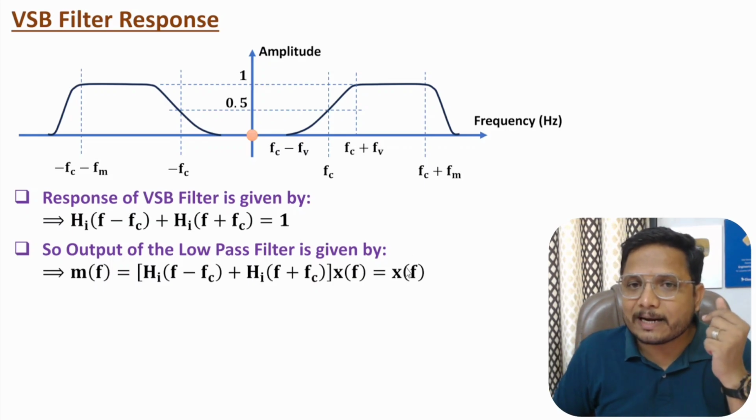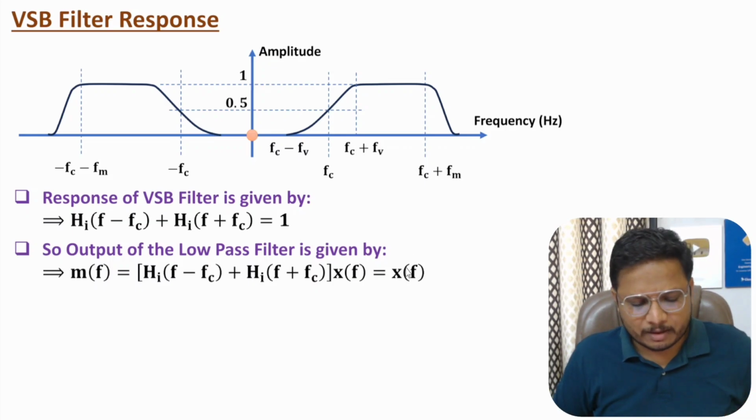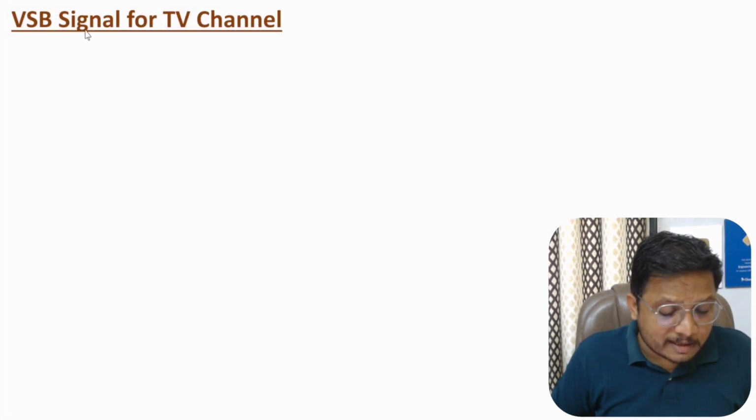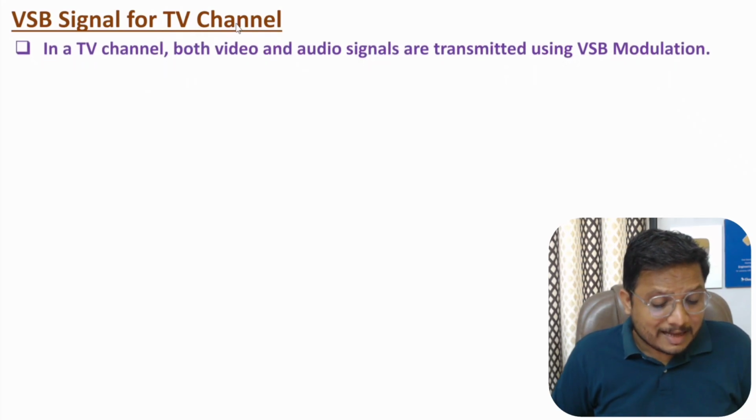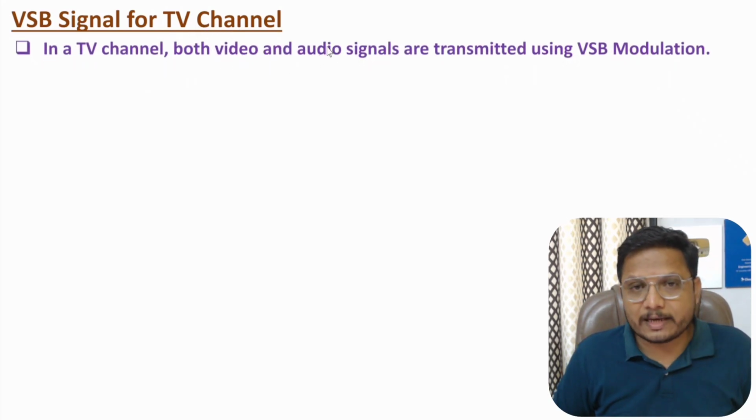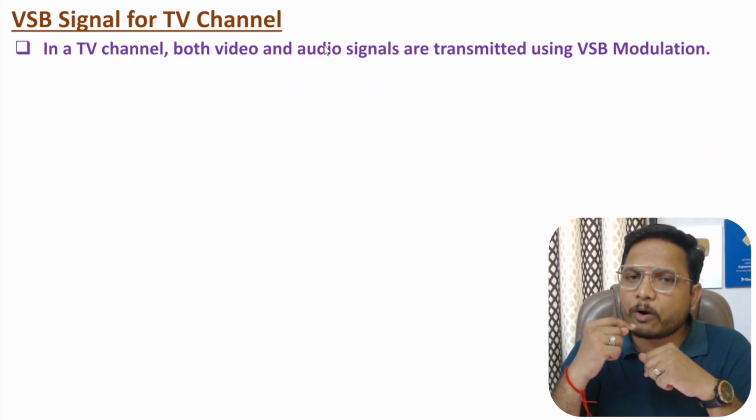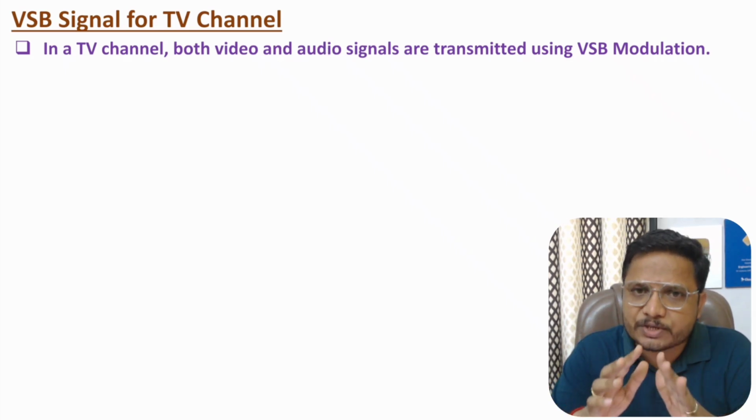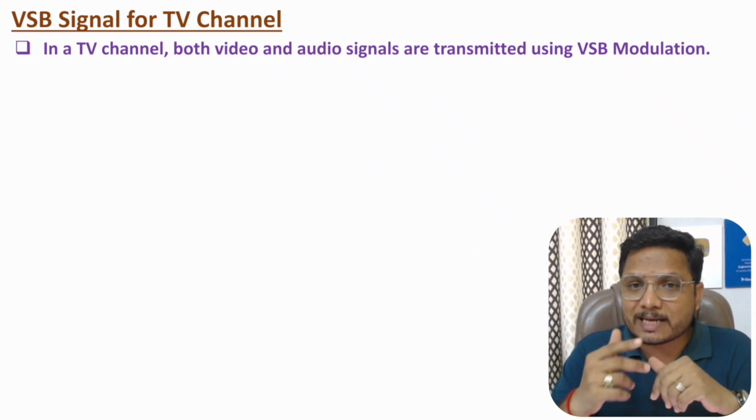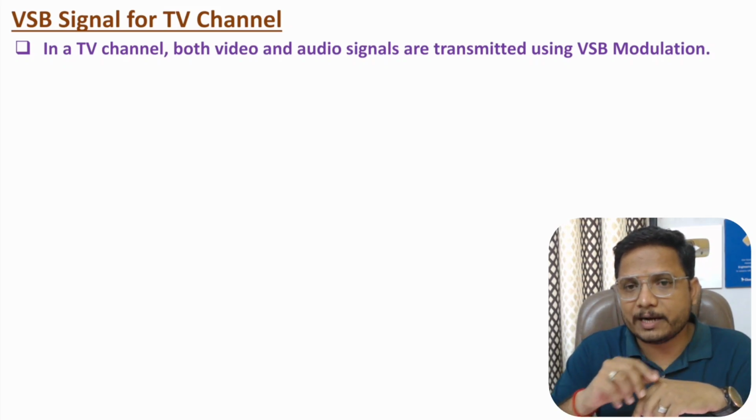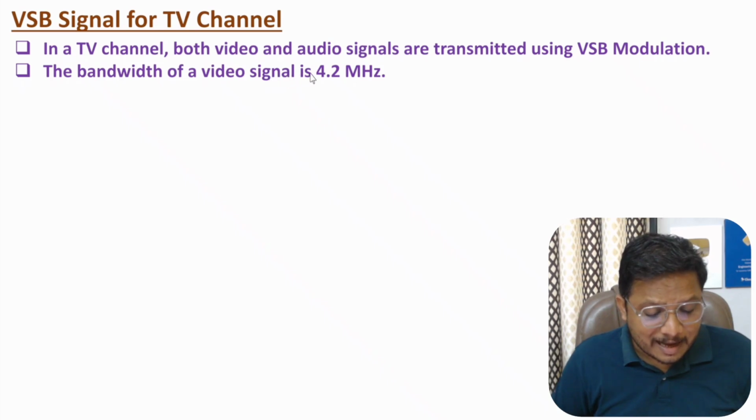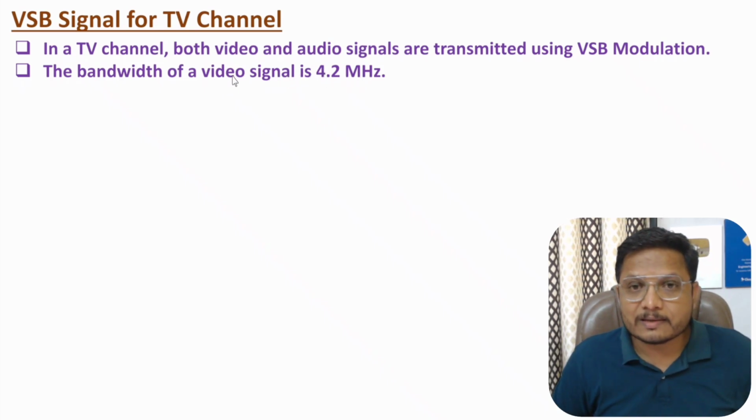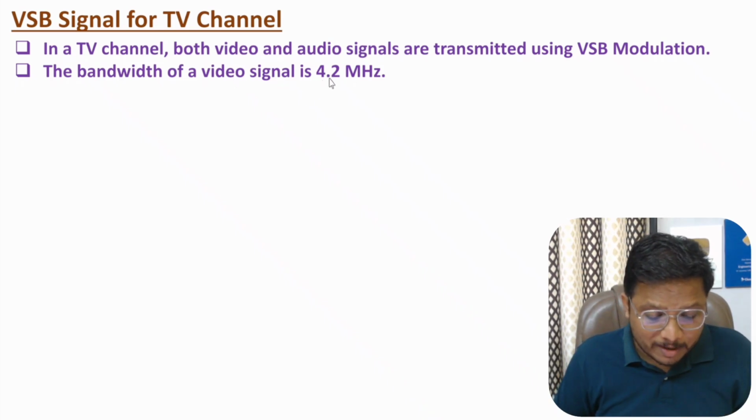Now how exactly do we get it? Let me explain by one application: the VSB signal for a TV channel. A television channel has video and audio signals. If you have only an audio signal, then SSBSC is sufficient. But in a TV channel, we have video as well as audio, right? The TV channel bandwidth is around 4.2 megahertz for video. See, for video, it is 4.2 megahertz.